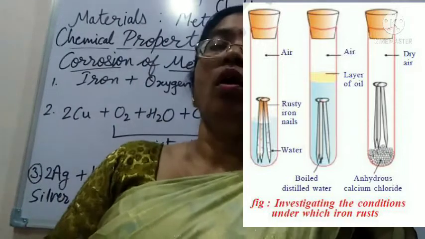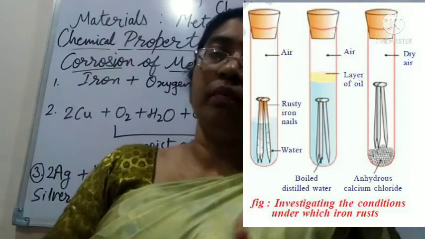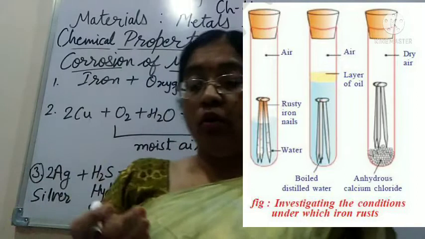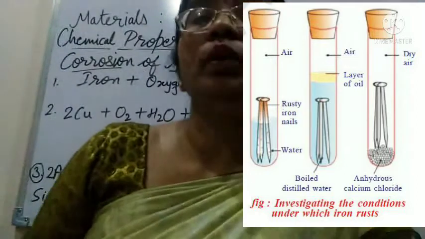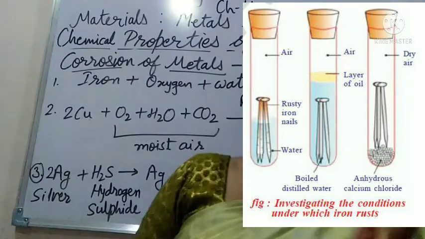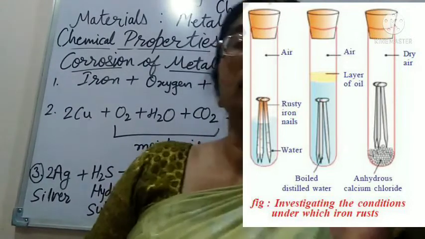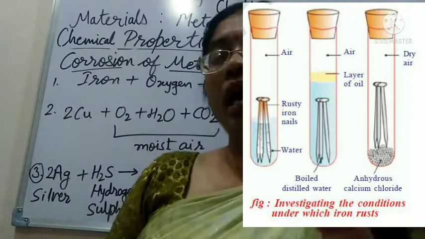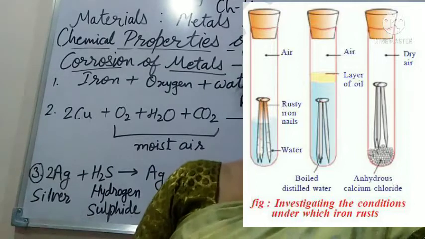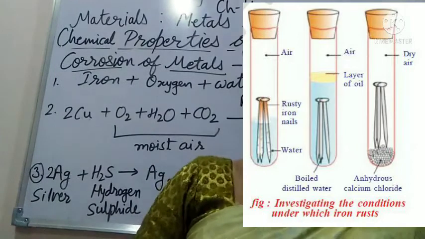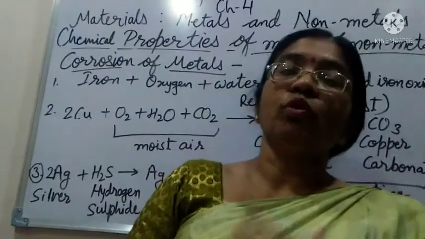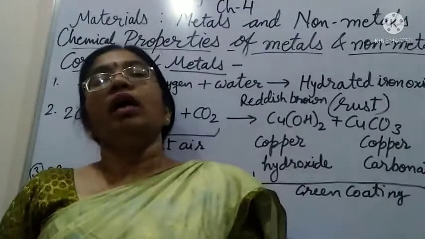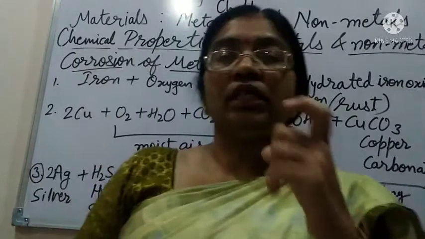In the first test tube, only air is available to the iron nail. No water or moisture is there because entire moisture has been taken out; it is dry air. In the second, the iron nail is completely submerged in water and gets no air. In the third, half of the iron nail is in water and half is exposed to air. That means the iron nail is getting both water and air, so it gets moisture as well as oxygen.